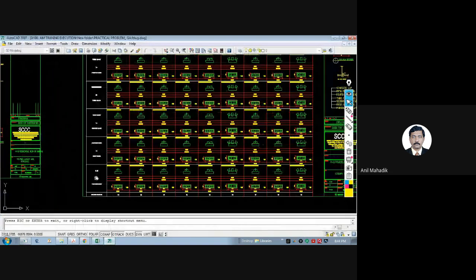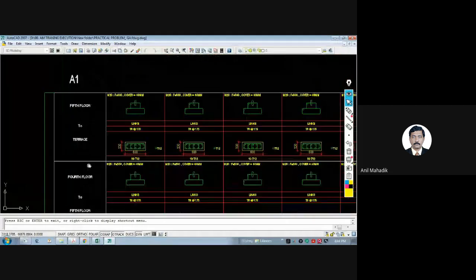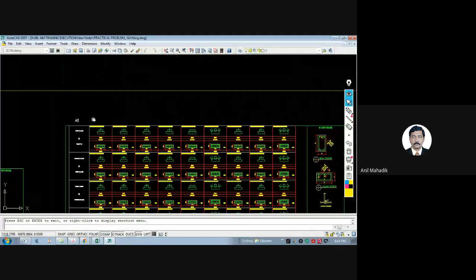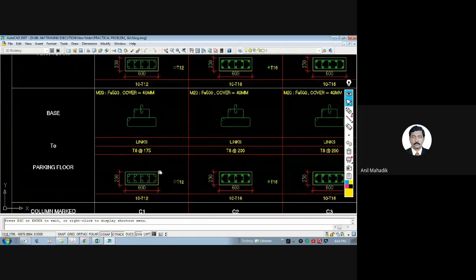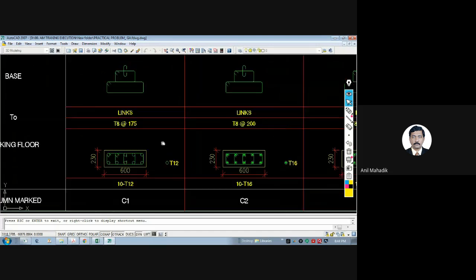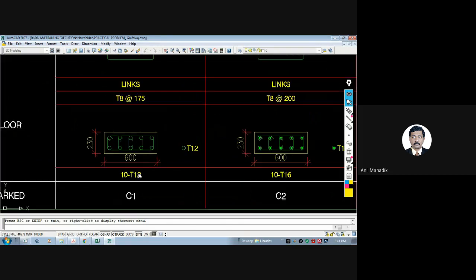So these are the levels we are mentioning first. Fifth to terrace, and if there is a staircase cap, then you can add the schedule also over here. Now here you see the column label, column C1, and you will see the size of the column, 600 by 230. Then there are TOR 12 bars, 10 T12. 10 means number of bars, T is TOR and 12 is the diameter of the bar. So the bars' location is mentioned over here in the section.